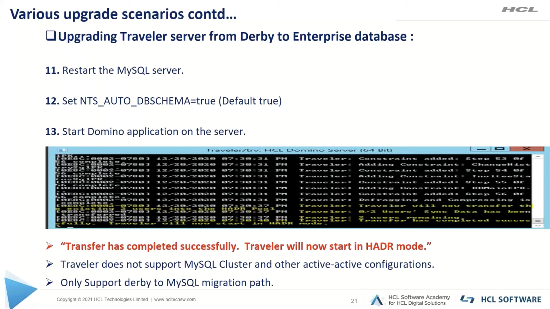Now restart the MySQL server on Traveler server. Set the auto schema upgrade to true via NTS_AUTO_DB_SCHEMA_UPGRADE equal to true in notes.ini file if it is set to false. Default value is true only for this parameter. Start the Domino application and you will see on the console the database is migrated to MySQL with message transfer has completed successfully. Traveler will now start in HADR mode.